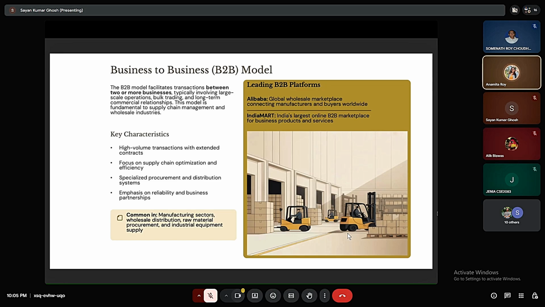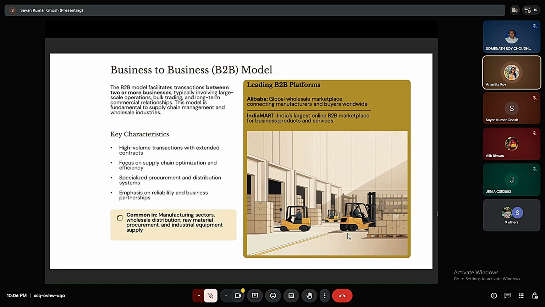Now I will discuss the business to business or B2B model. In this model, online transactions occur between two or more business organizations. These transactions usually involve large quantities of goods and long-term business relationships. The B2B model focuses on high-value transactions, supply chain efficiency, and reliable partnerships. It uses specialized procurement and distribution systems to ensure smooth operations. This model is commonly used in manufacturing industries, wholesale markets, raw material procurement, and industrial equipment supply.